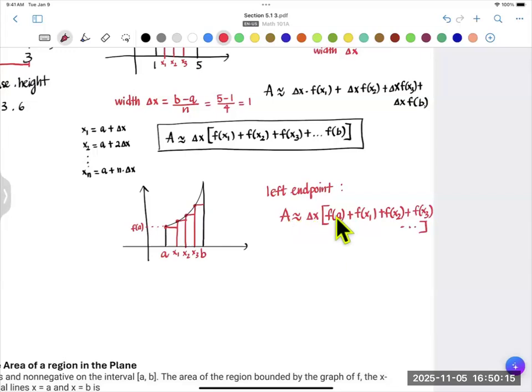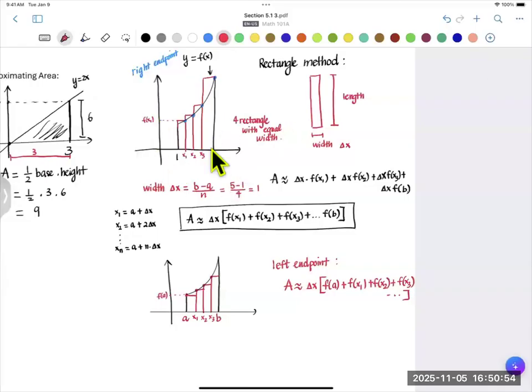Okay, and for your left endpoint, it will be the delta x times. You will include the first boundary and then keep going, and you leave off the last one. You don't put the last one into your height. Okay, because you only use the point on the left. So this is the left endpoint, and the x1, x2, x3 can be found using the same method as well.